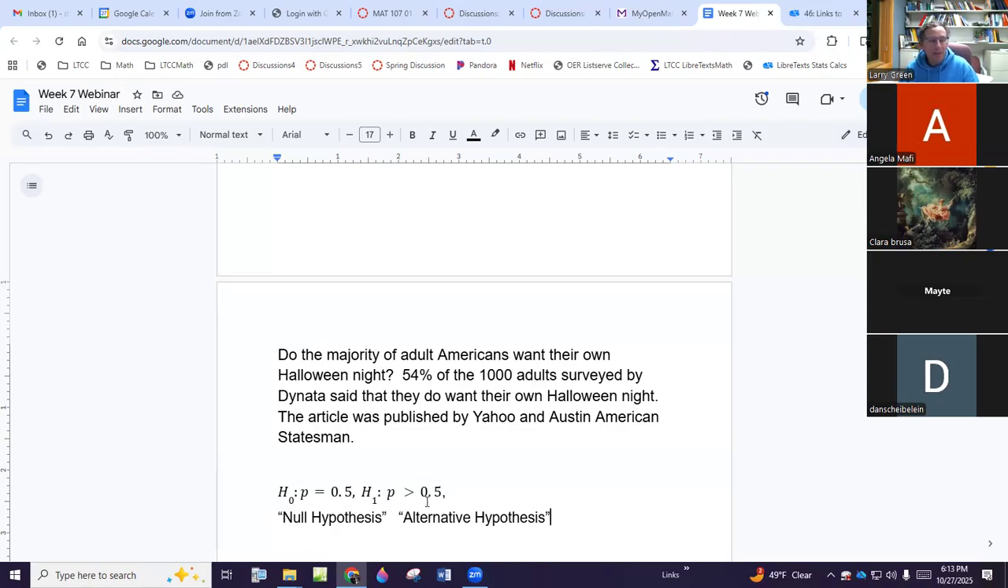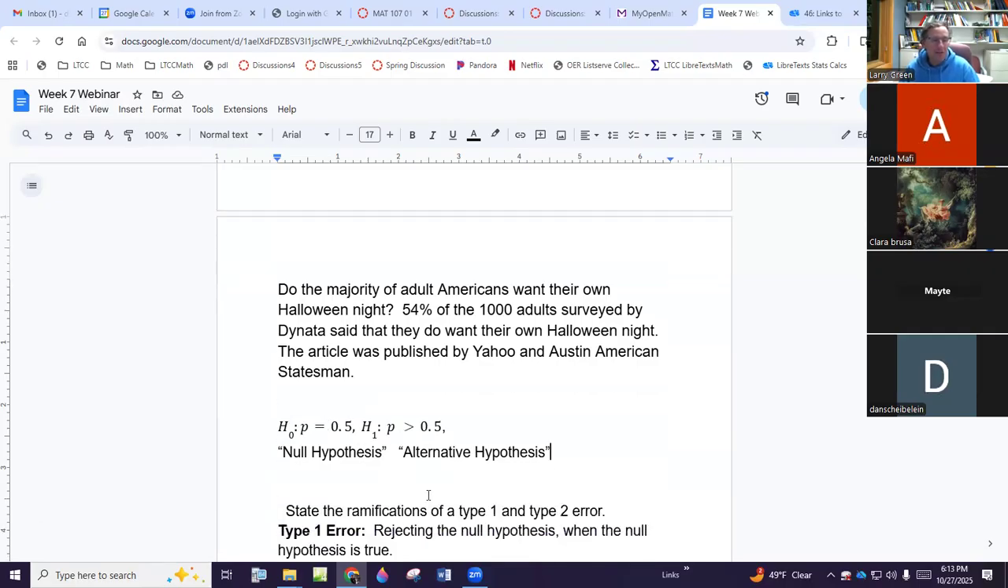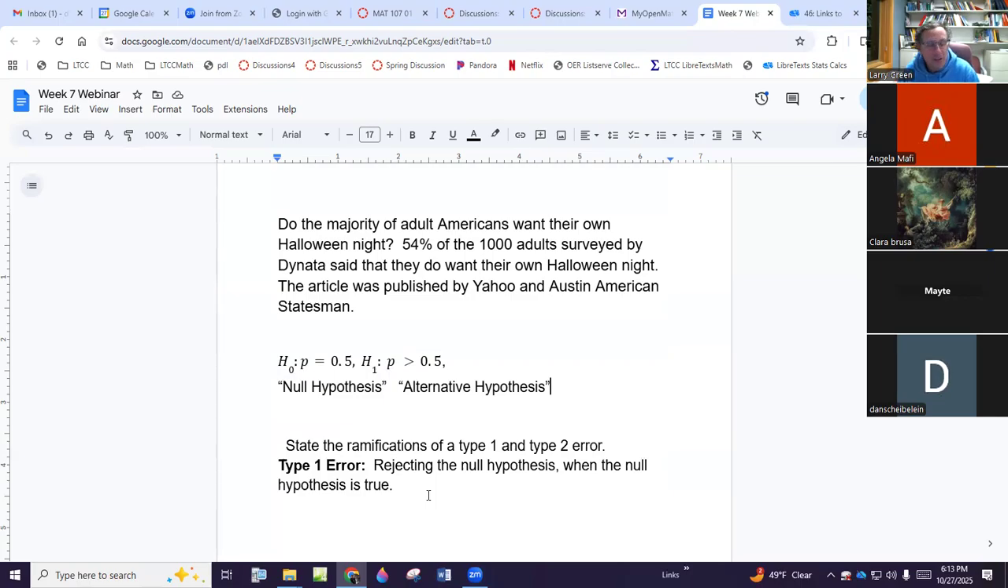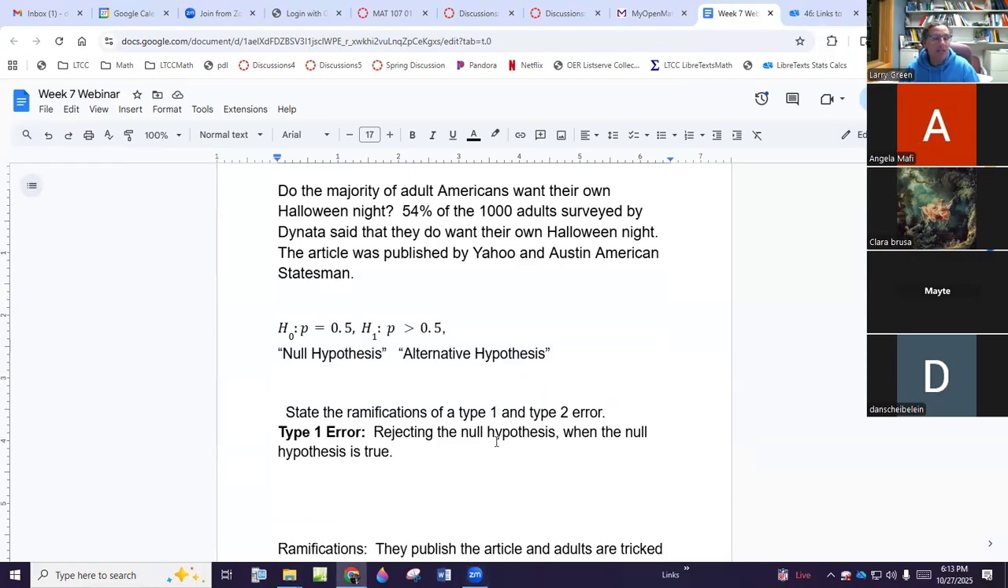Okay, the next step after you state the null hypothesis and the alternative hypothesis is you want to state what's called the ramifications of a type 1 and a type 2 error. So what are the ramifications of a type 1 and type 2 error? So first thing is to understand what these mean.